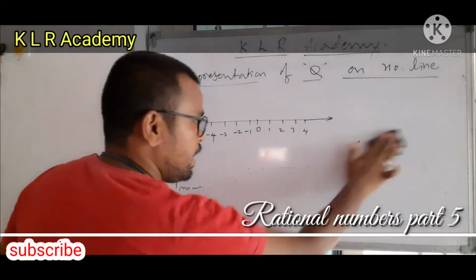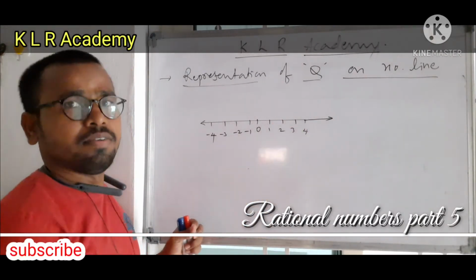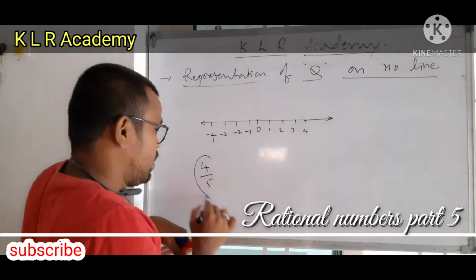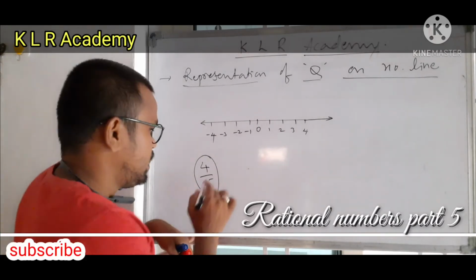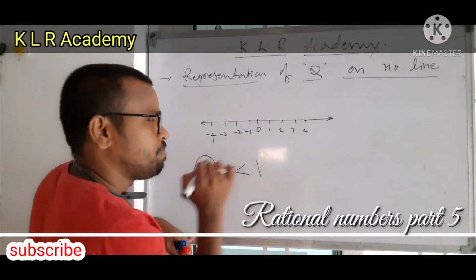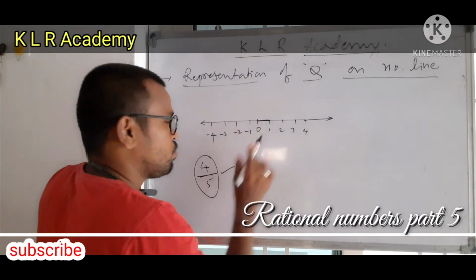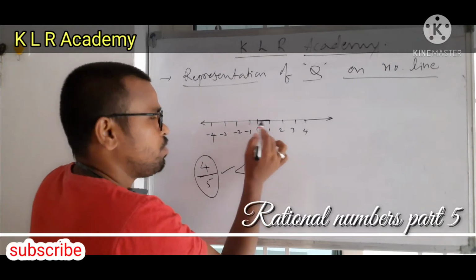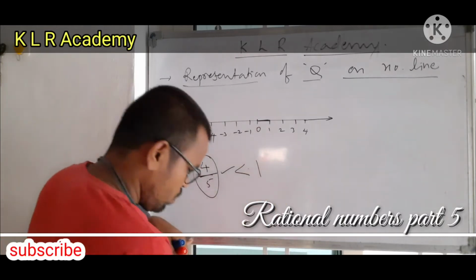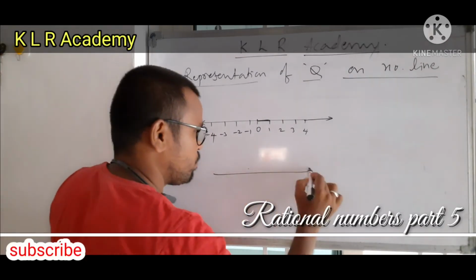Let us represent 4 by 5 on the number line. Representing any whole number is easy, but how to represent 4 by 5? First, you have to decide whether it is a proper or improper fraction. It is a proper fraction, so its value is less than 1. The range less than 1 is 0 to 1, so 4 by 5 lies between 0 and 1. How can you place it?